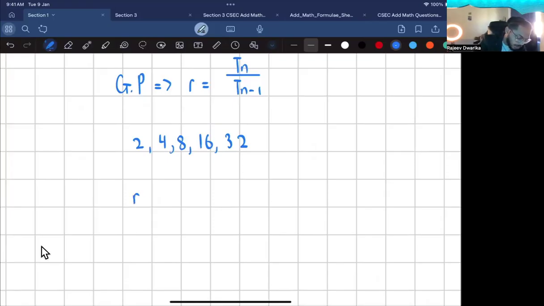So to find the common ratio, I could say 4 divided by 2. And Javon, just by looking at this, what do you think you have to do with each term to get the next term? Multiply by 2. Right, so we're supposed to get 2 for the ratio.